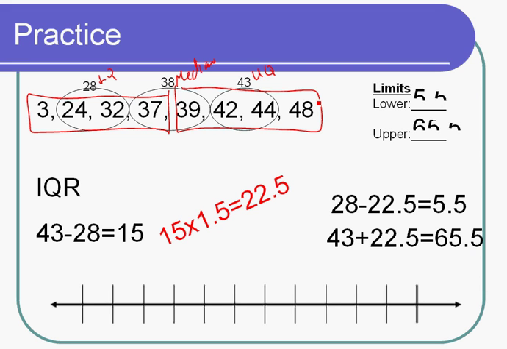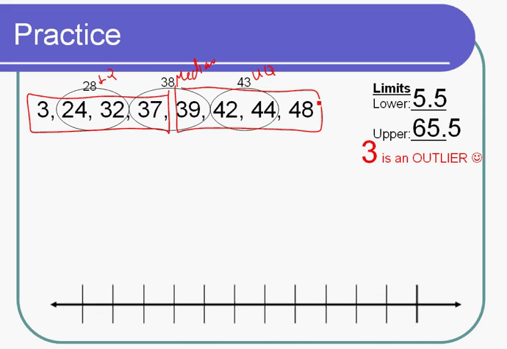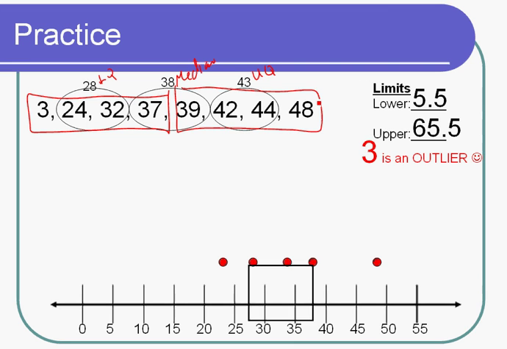So here I have my 5-number summary. And in this case, since I did have an outlier, the 24 is going to default and go here.